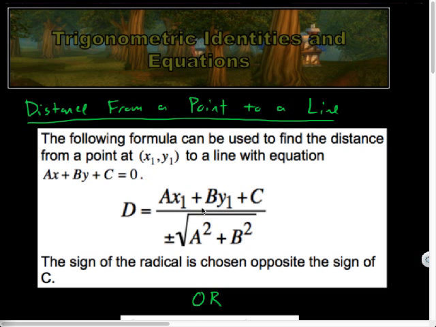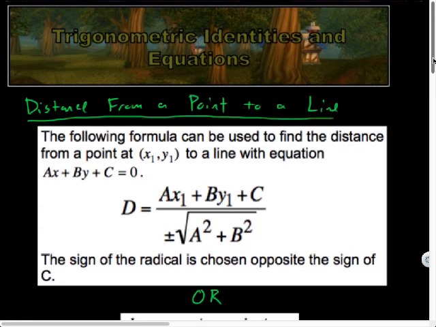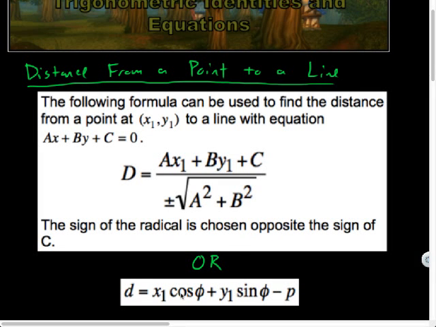Now this should look kind of familiar to what we did yesterday when we converted from standard form to normal form, right? It even has the same thing. It says the sign of the radical is chosen as the opposite sign of c. So it turns out all this is doing is first converting this into normal form, and then plugging our points in for x and y. In fact, if you actually had normal form for your equation, all you have to do is plug in your point, and it will automatically calculate the distance that point is from your line.